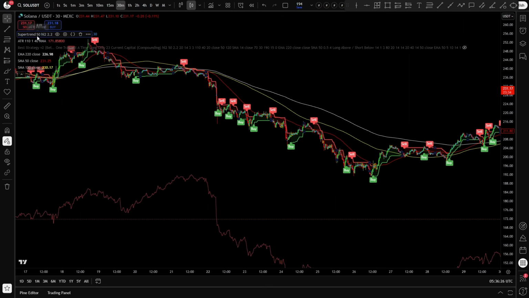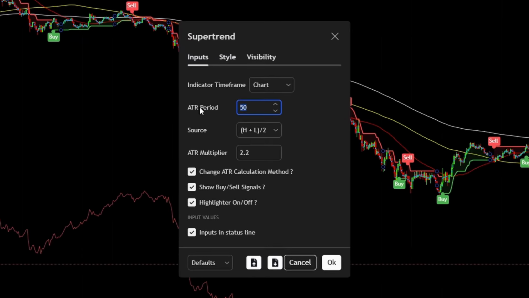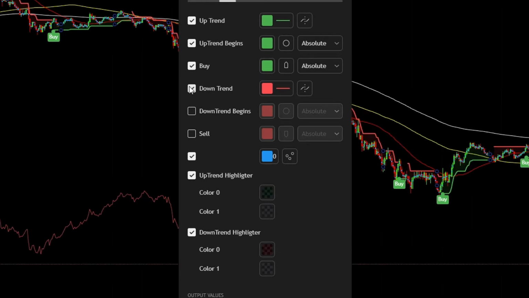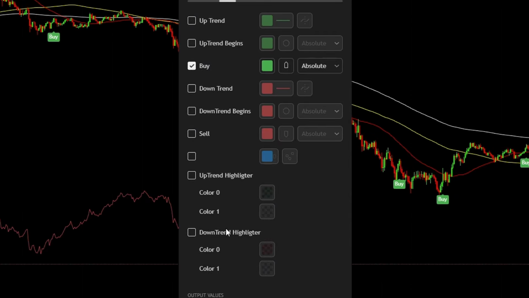First open up the Super Trend, set the ATR period to 50, the ATR multiplier to 2.2. Then head over to the styles tab. You can untick everything that's connected with the sell signals because this is a long only strategy. You can also untick this box, and these two.